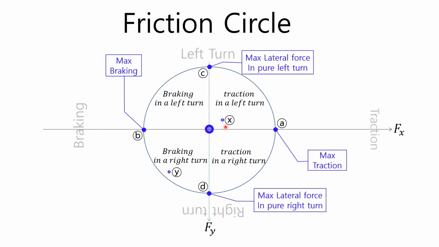For example, point X represents the state of the drive wheel accelerating slowly on a road with gentle cornering, and point Y represents the state of the brake wheel performing relatively large braking on a road with sharp cornering.